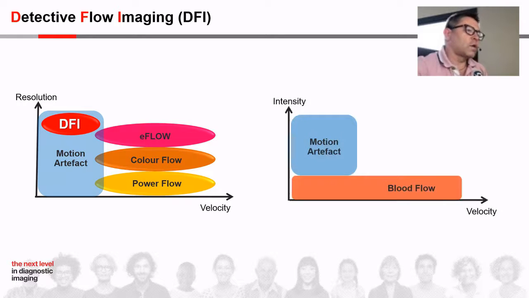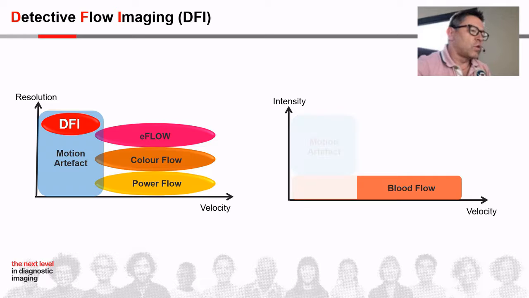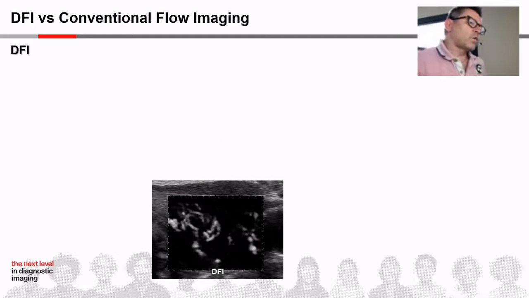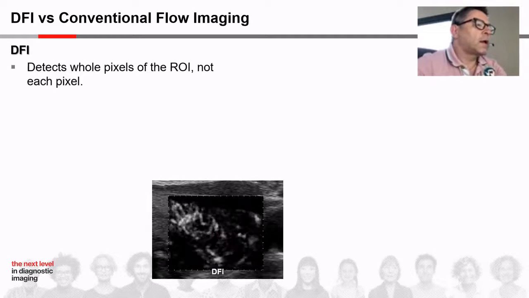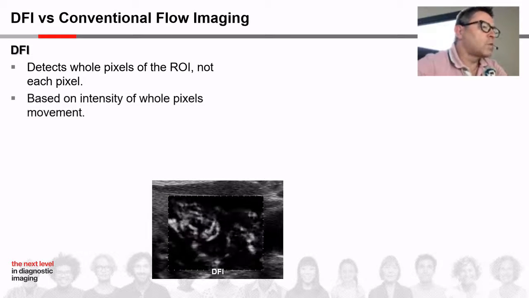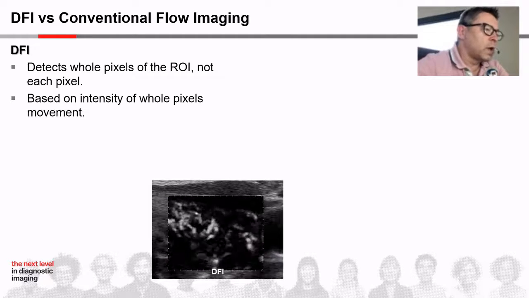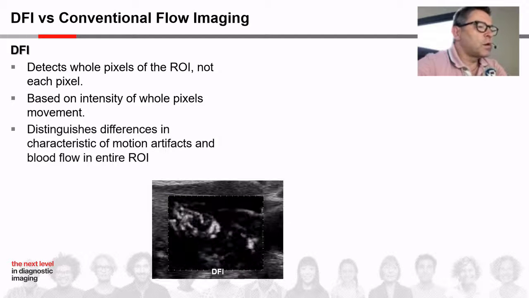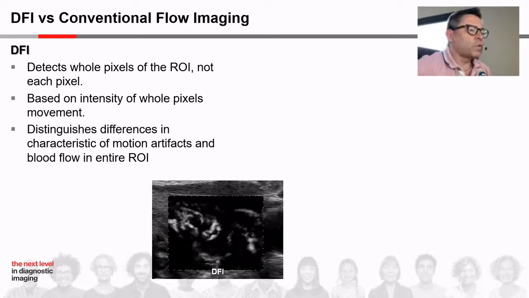In the second graph, the flow velocity is compared to the intensity of the signal. In daily use, artifacts are cut by filters, but these filters also cut very slow flow, which is a useful signal to understand if a structure is vascularized or not. But DFI runs a specific algorithm which is able to cut motion artifacts while maintaining the representation of very slow flow. Now, if we compare DFI versus conventional color mode, DFI will detect characteristic of motion artifact on micro blood vessels in whole pixel of the color ROI, not each pixel. It is based on the intensity of whole pixels movement. It analyzes the entire ROI and uses the difference in the characteristic between motion artifacts and blood flow to distinguish them.